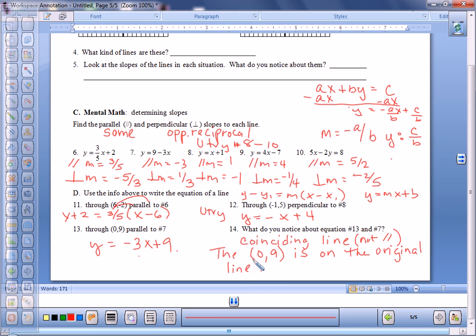The back is your homework. You should almost be finished before the bell rings. Okay? Some of you may be finished.